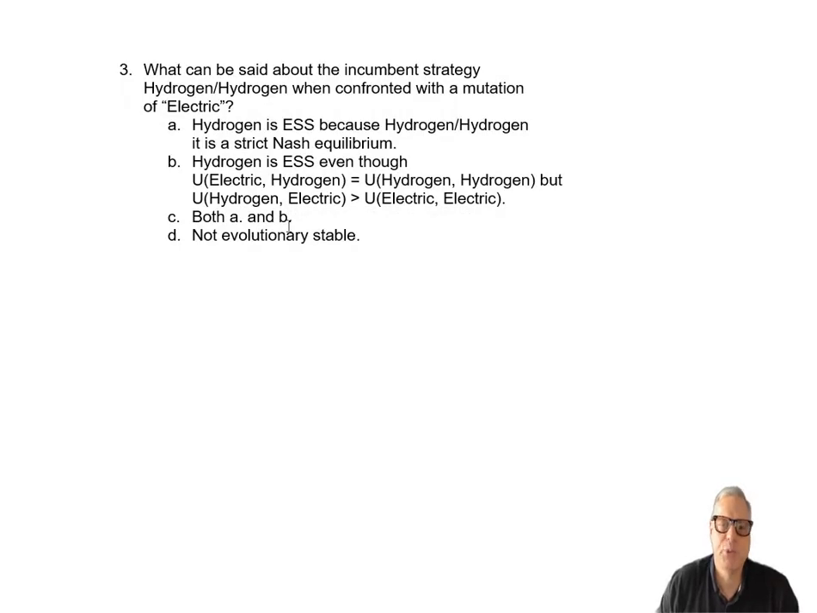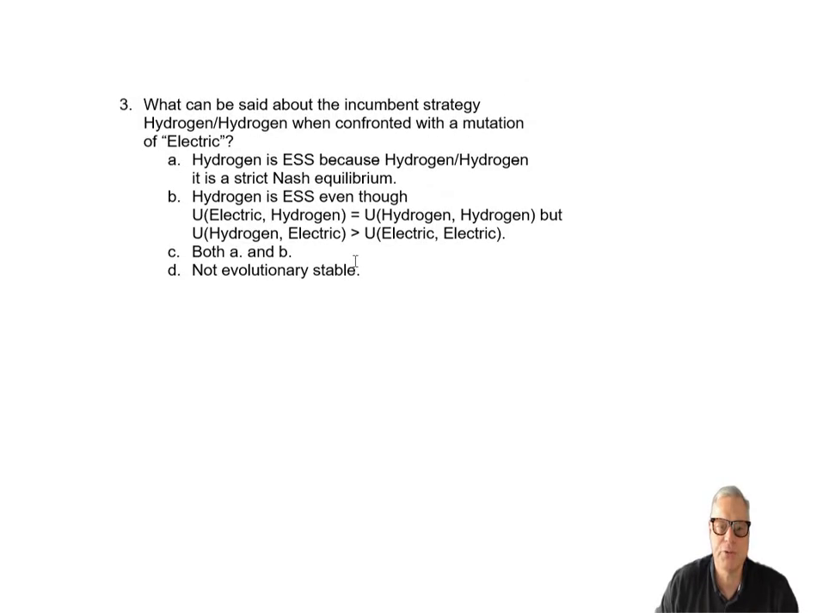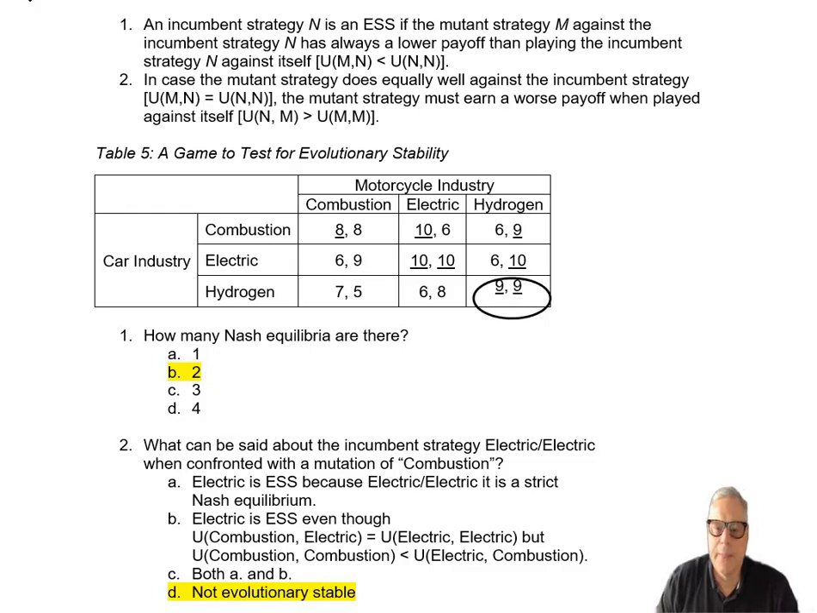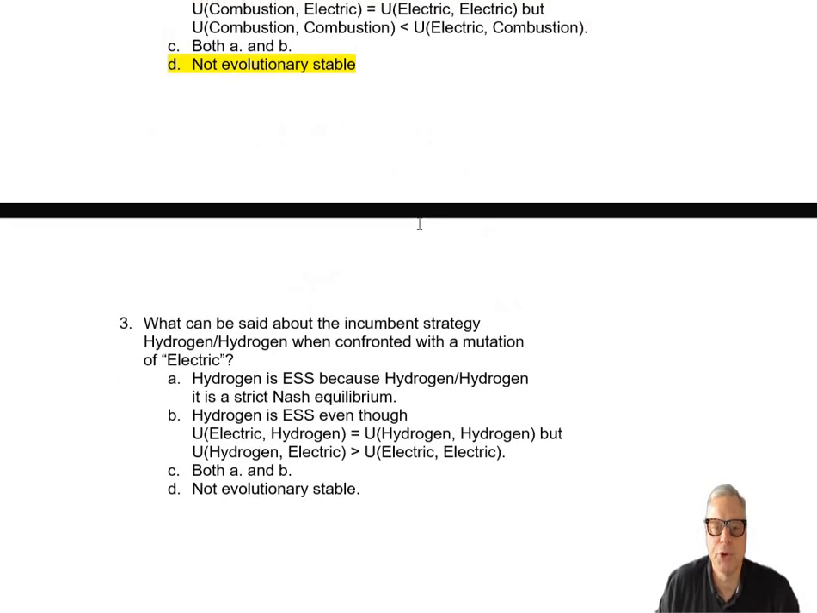Anyhow, the final question: what can be said about the incumbent strategy hydrogen when confronted with the mutation of electric? Now assume we are in an equilibrium of hydrogen. So we are here. And now somebody introduces a mutation, the mutation of electric.